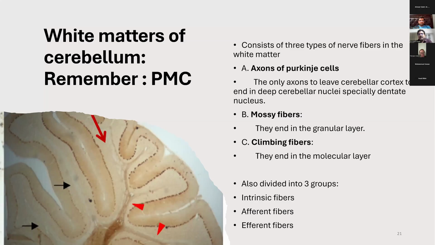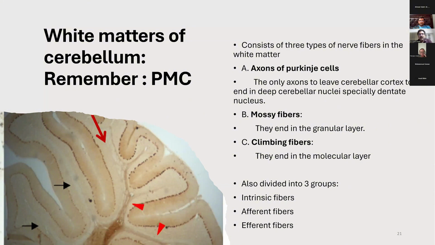So for the white matter, we have to remember the mnemonic PMC. PMC means the Purkinje cell axons, M is the mossy fiber and C is the climbing fiber. So we have to remember that these are the neurons which are present in the white matter, and they have different works. Like Purkinje cell axons, they arrive from the deep cerebellar nuclei, especially the dentate nucleus.